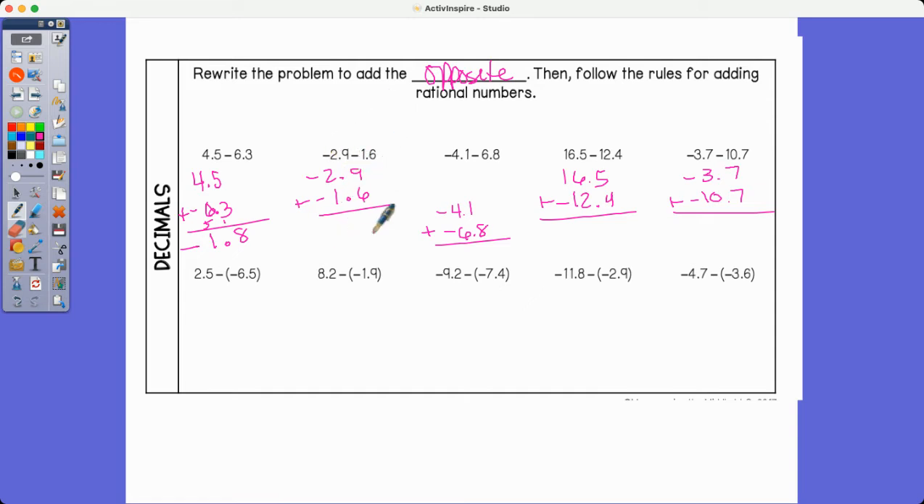These have the same signs, so I'm going to add them. And I carry my 1 and I get negative 4 and 5/10. These guys have the same sign, so I'm going to add them. And I get negative 10 and 9/10. These guys have different signs, but luckily this time they're in the right order, so I'm going to subtract. And I get positive, bigger sign, 4 and 1/10. And then these have the same signs, so I'm going to add, and I get negative 14 and 4/10.